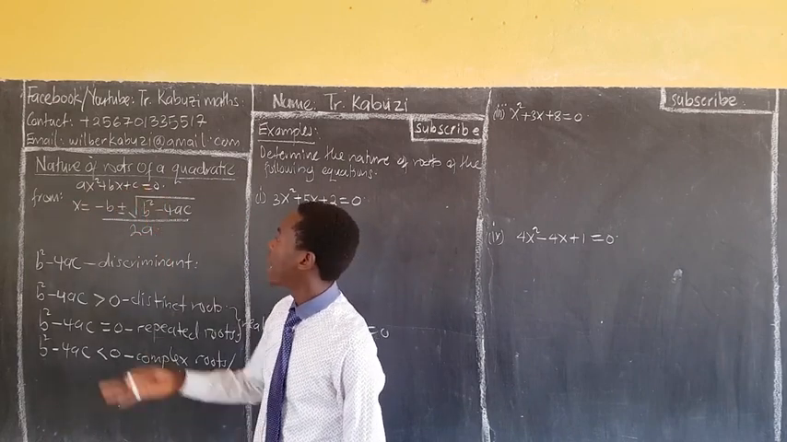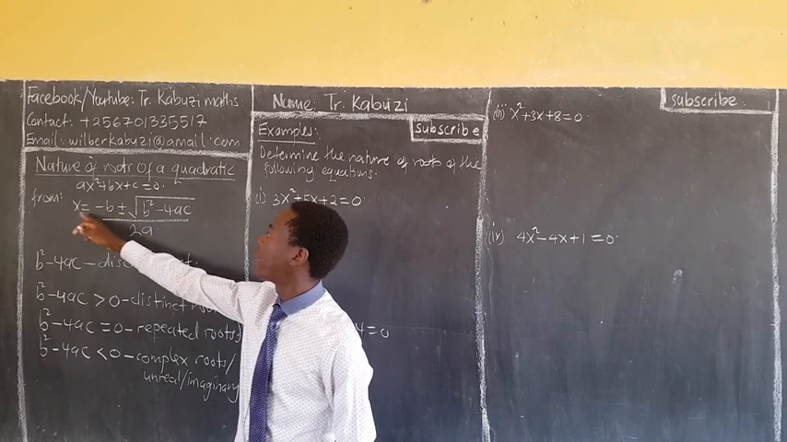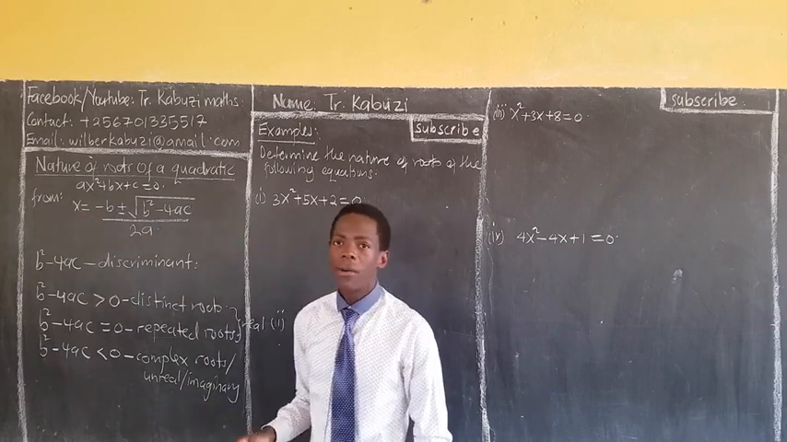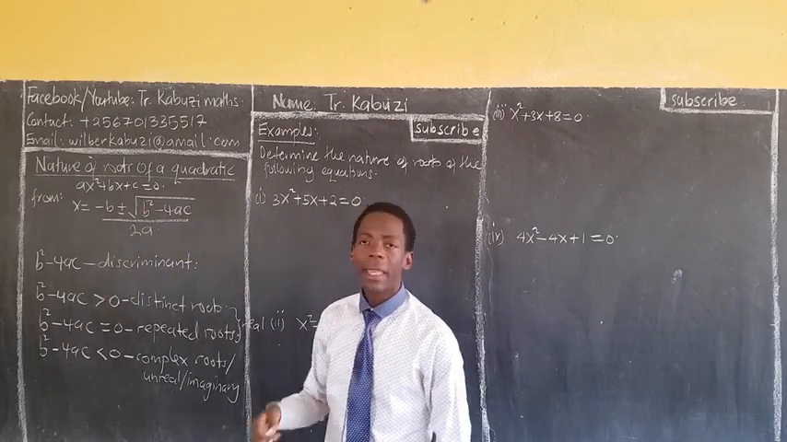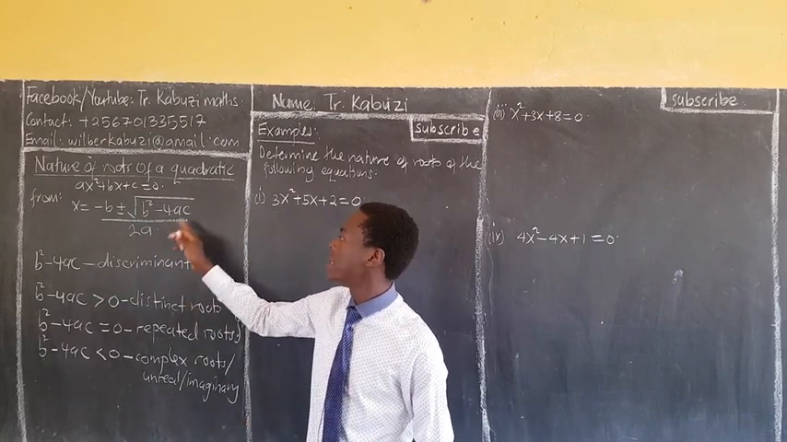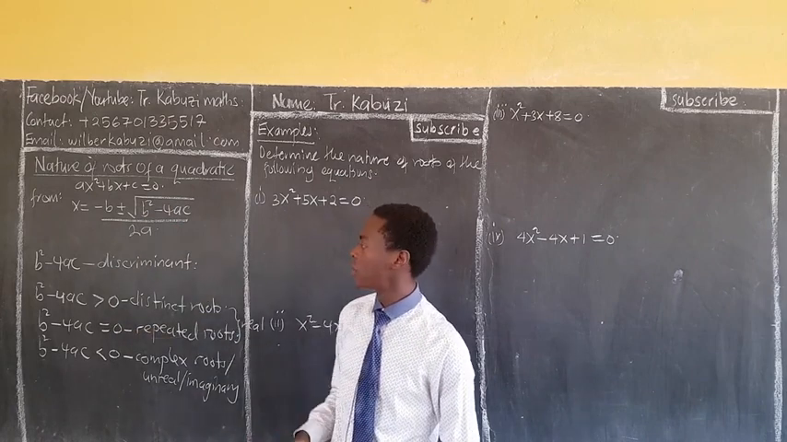Now, if you use the quadratic formula, this is how we state the formula for getting the roots of this equation. This part is what we call the discriminant. It's always this discriminant that is going to determine the nature of those roots.